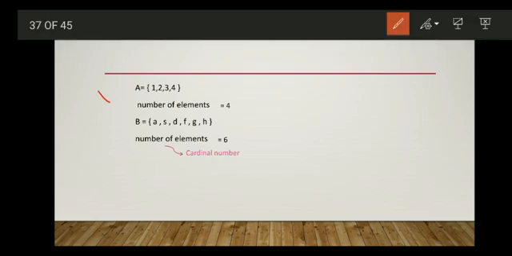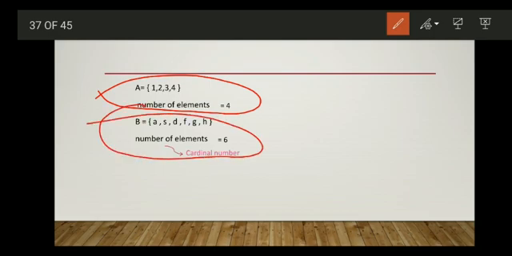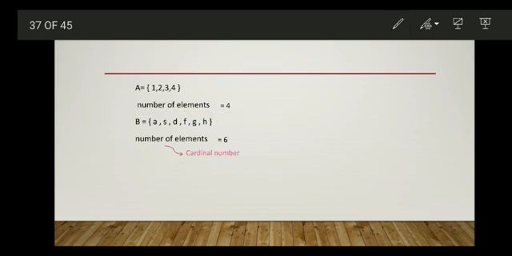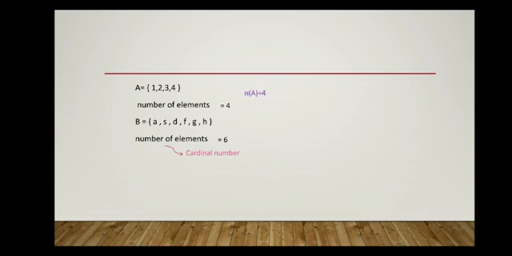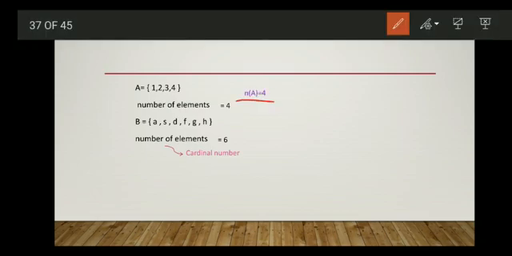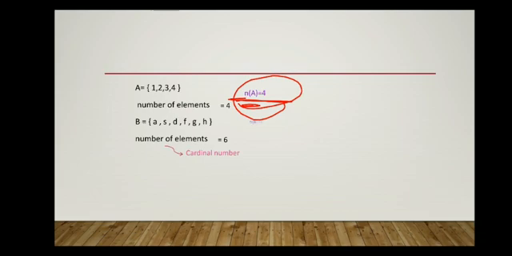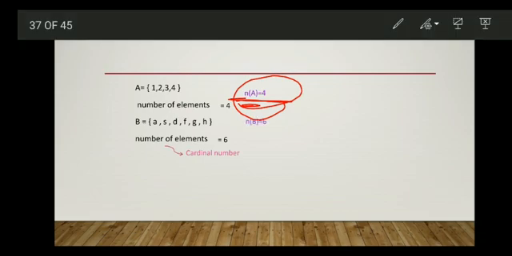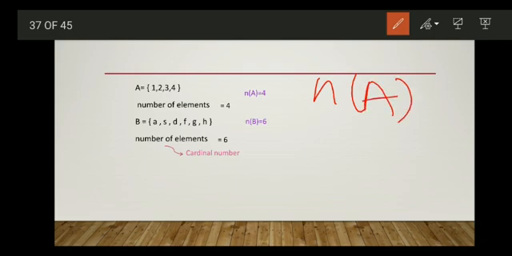So the phrase number of elements in the set A is equal to 4, and number of elements in the set B is equal to 6, is represented like this. This n of A is read as n of A is equal to 4, which means the number of elements in the set A is equal to 4. In the same way, the number of elements in set B is equal to 6. So the number of elements in set A is denoted by n of A, and the number of elements in set B is denoted by n of B.